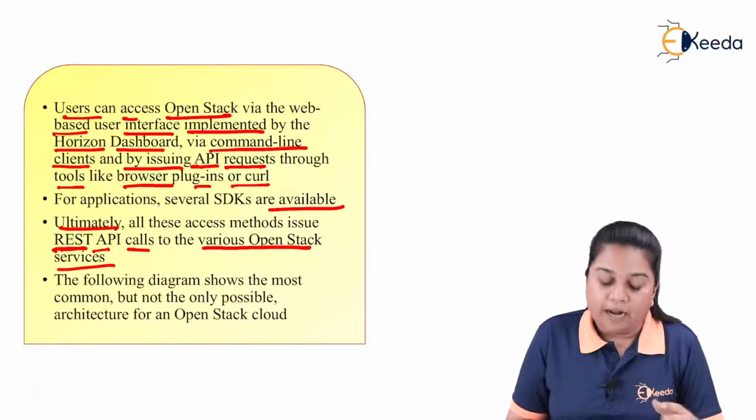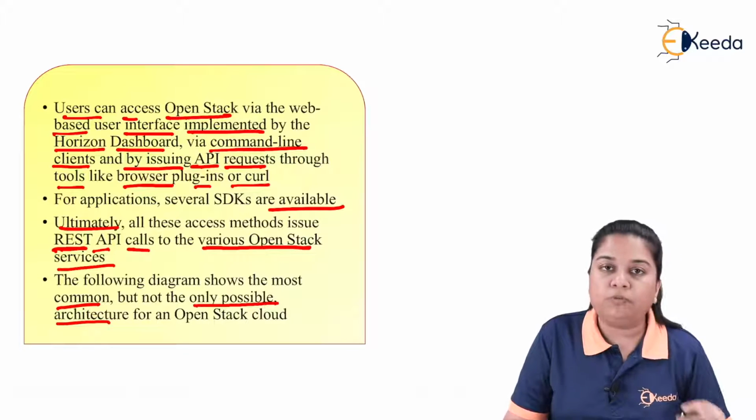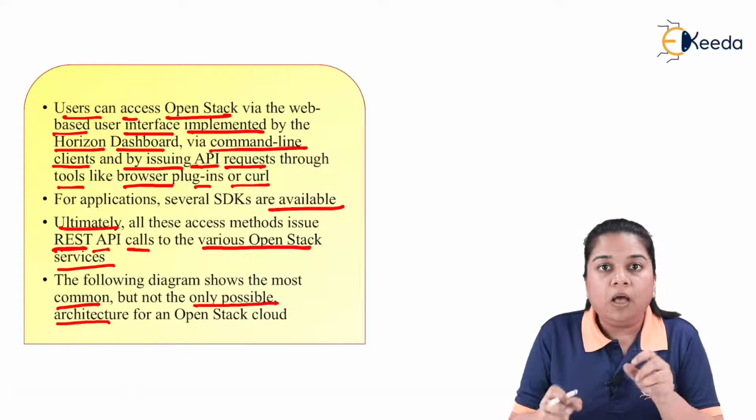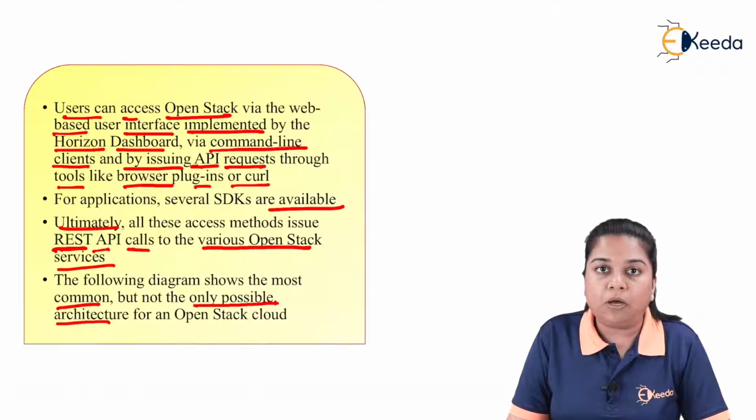Now there is a diagram which shows the most common, but not the only possible, architecture for an OpenStack cloud. That means we are looking at a diagram, but it will not be the only one which represents the OpenStack cloud.